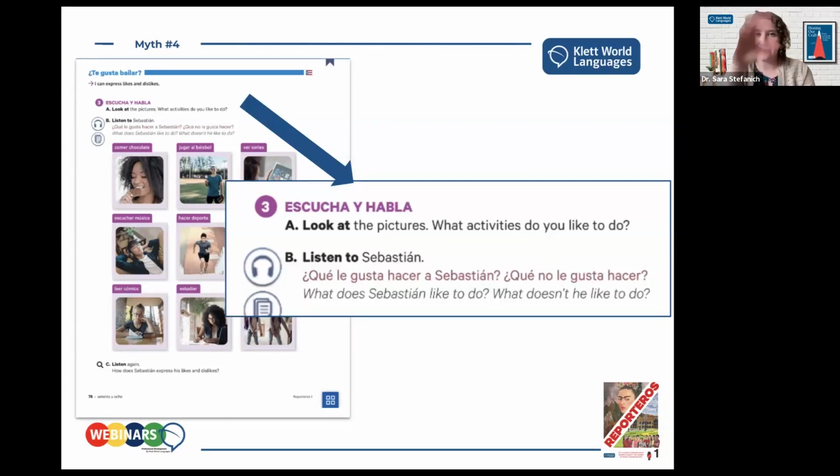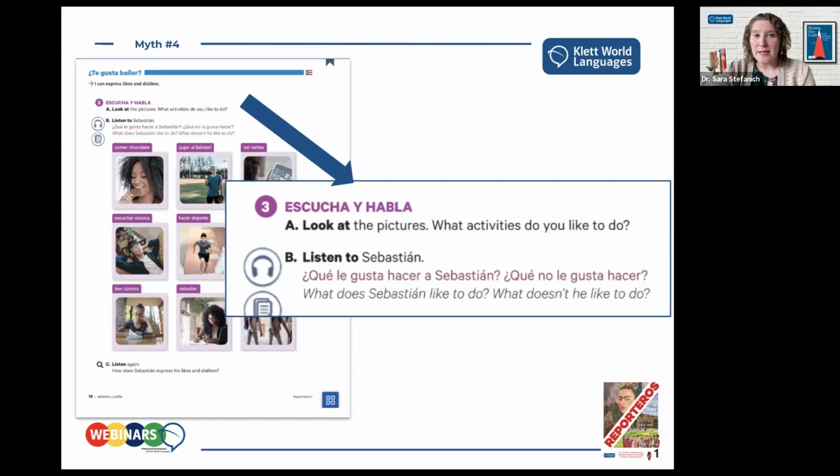And then once they go through, see the list, which ones they like to do, we move into part B, which is a listening activity. And they're going to listen to a recording of a character who was introduced earlier in the chapter, talking about what he likes to do and what he doesn't like to do. And he's pulling from this list of activities. So, part A also serves as that pre-listening activity.